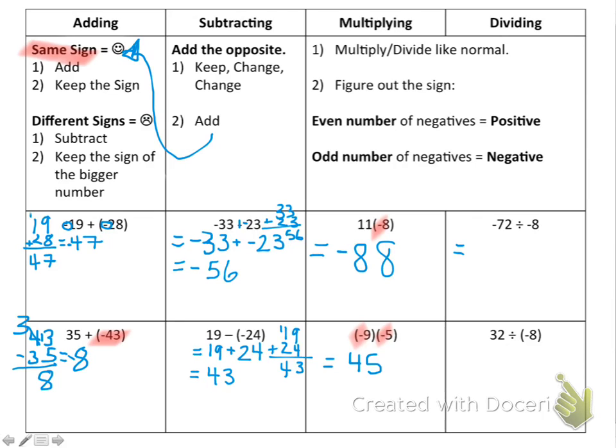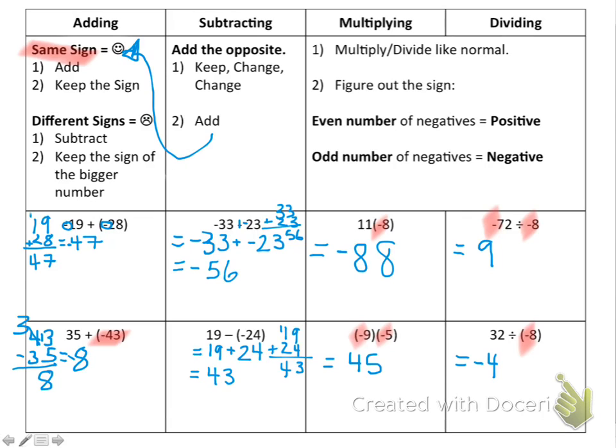First we divide like normal. 72 divided by 8 is 9. And now I look how many negatives I have. I have 1, 2. That's an even number, so it's going to be a positive answer of 9. Next one. 32 divided by negative 8. Now I do 32 divided by 8, that gives me 4. And I count how many negatives I have. I have 1 negative. So I know that's an odd number of negatives. There's no one to make that negative feel better. And so my answer is negative 4.